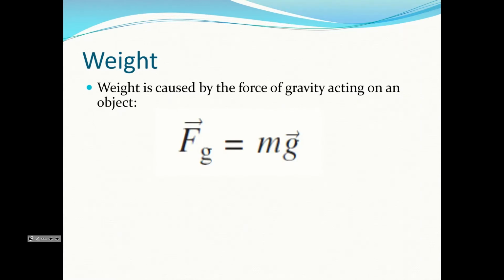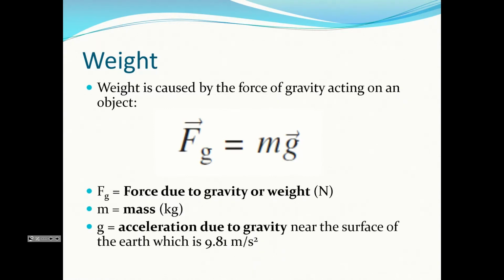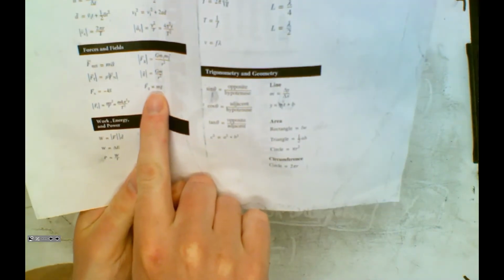So to calculate weight, we can use this formula where Fg equals force due to gravity or weight. m is our mass, and g is our acceleration due to gravity near the surface of the Earth, which is 9.81 if we're talking about the Earth. So on your formula sheet, because it's a force, you can find it under forces and fields, and it's just this one right here, Fg equals mg, so that's where it is on your data booklet.